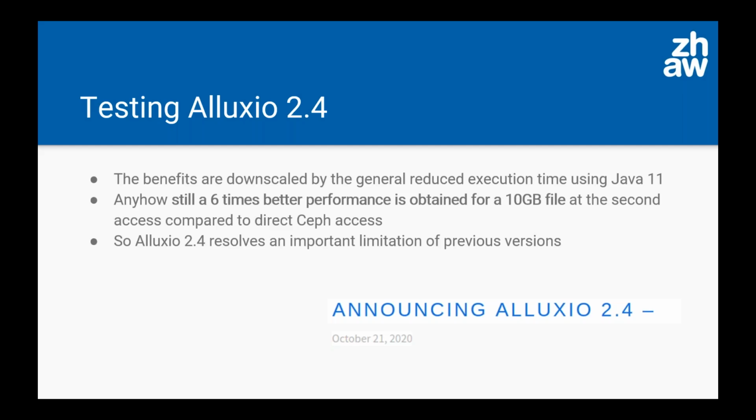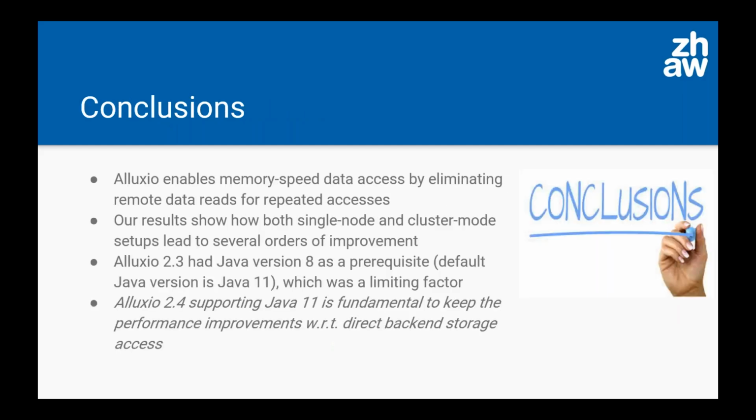So after we performed these tests and published the blog post, I saw that on October 21st, Alluxio 2.4 was officially released. This is nice from our perspective because this resolves an important limitation that we found in previous versions.